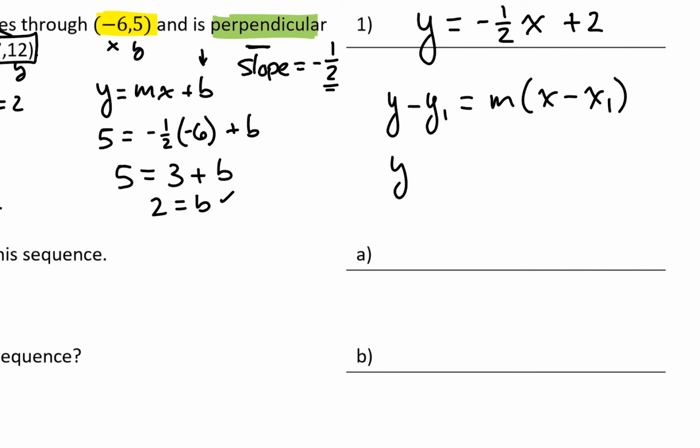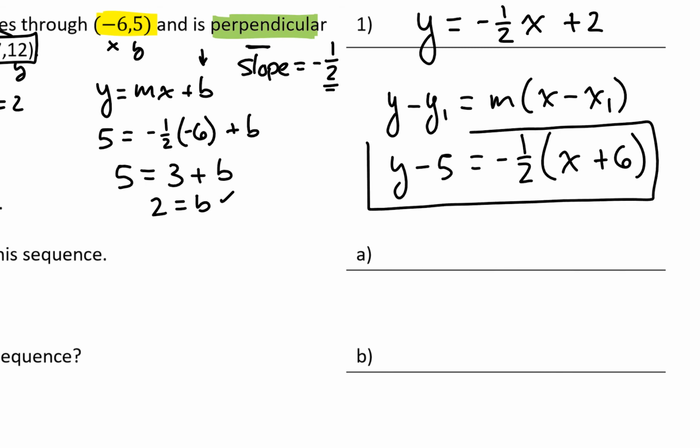It would be y and then minus 5 equals my slope, which was negative 1/2, and then times the quantity of x. And in this case, it's going to be minus negative 6, so I just write plus 6. So this is the same line, right? But I've just plugged things in using this point slope form.